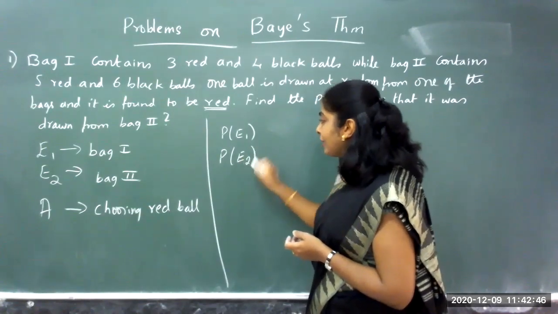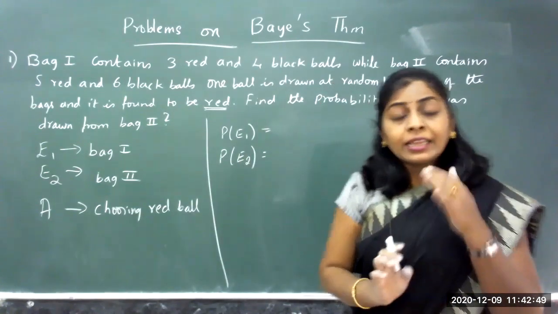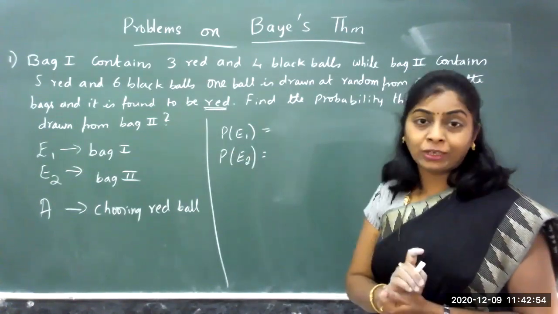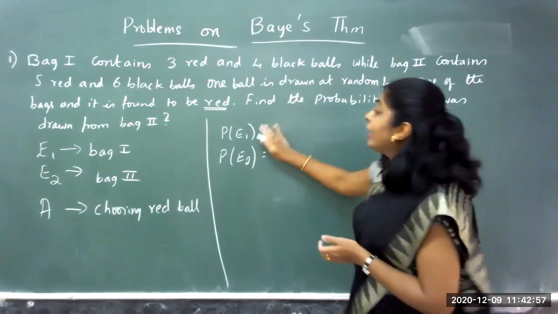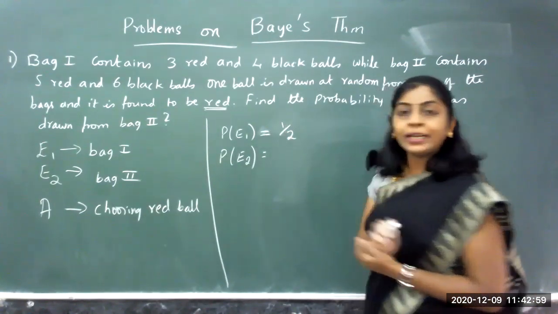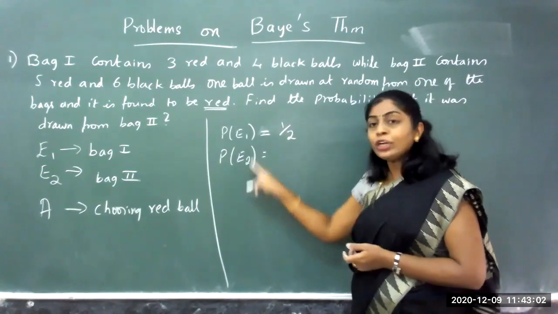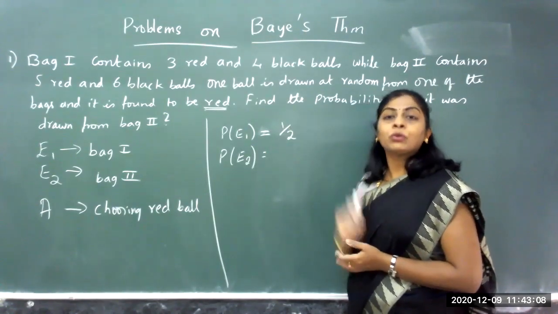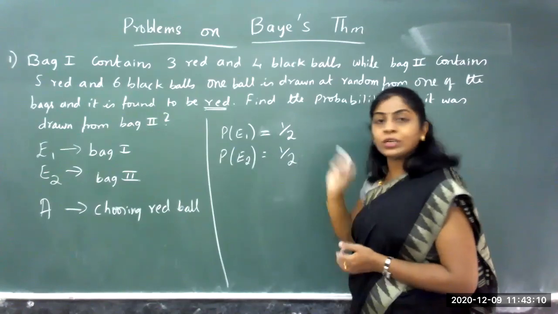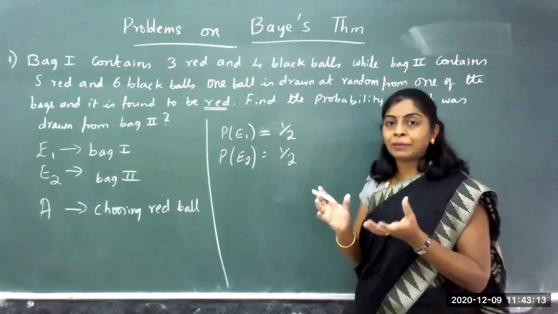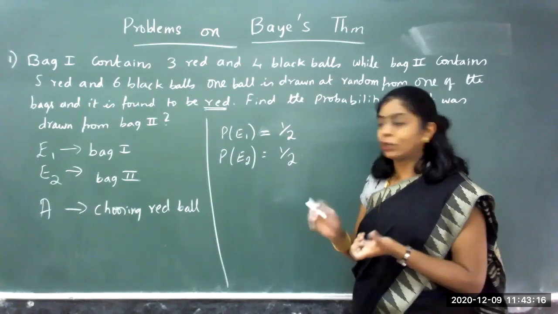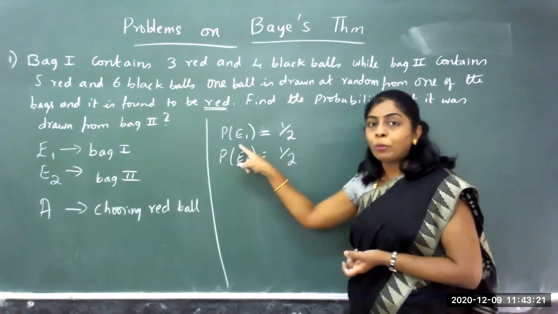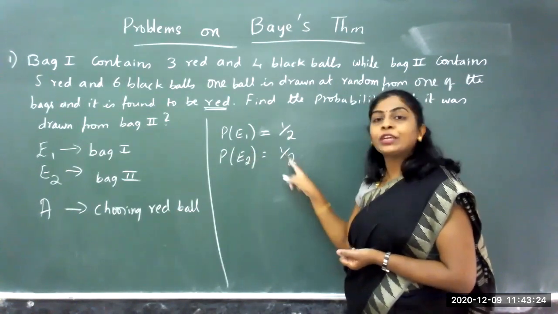Now, if I take the sample space in this random experiment, there are two subsets. What are the two subsets? E1 and E2, that is bag 1 and bag 2. So, what are the chances of occurring? Event 1 chances 1 by 2. There are only two bags, so the total number of outcomes is 2. For event E1, the number of favorable outcomes is 1. Similarly, for E2, it is 1 by 2. So the probability of E1 is 1 by 2, and the probability of E2 is also 1 by 2.